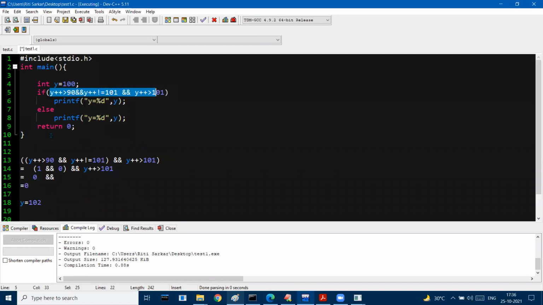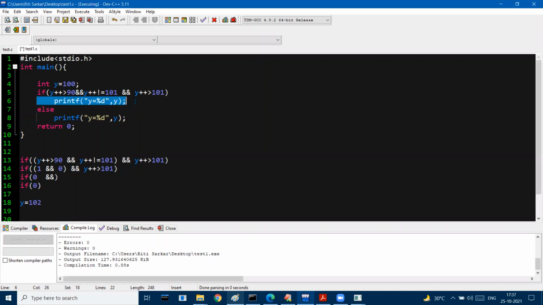That 0 will be considered where? Under this. It is now becoming if 0. As per the rules of if, what is the rule of if? If must be followed by 1 to execute the body of if. But currently here, if is followed by 0. So do you think the body of if will execute? No. Body of if is not going to execute.